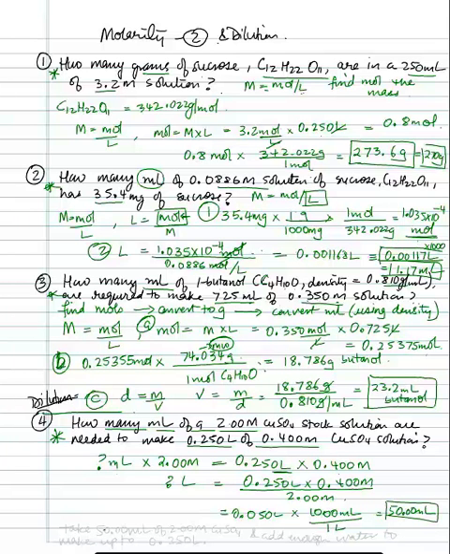So what does this mean? That you take 50.00 milliliters of 2.00 molar copper sulfate and add enough water to make up to 0.250 liters. So you don't add 250 milliliters of water, you actually make it up to 250 milliliters of solution.